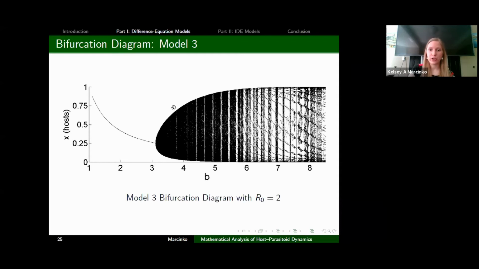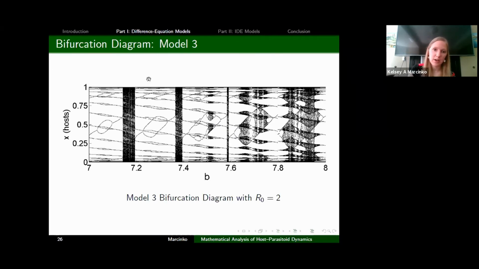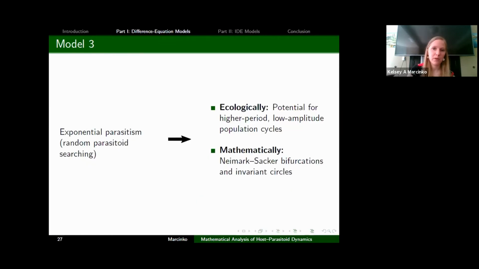Our invariant circles are growing in size, and then this is where the phase locking happens, which I'll go to on the next slide here, and you can see these windows of phase locking. These thick regions correspond to invariant circles. These correspond to phase locking, where we can see a set of discrete points rather than that traced out invariant circle. All of the host values here are remaining below the carrying capacity though. So again, different from our second model.